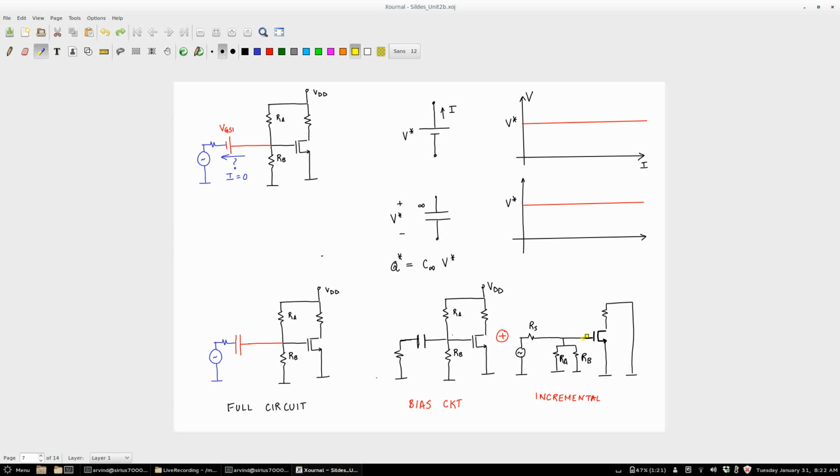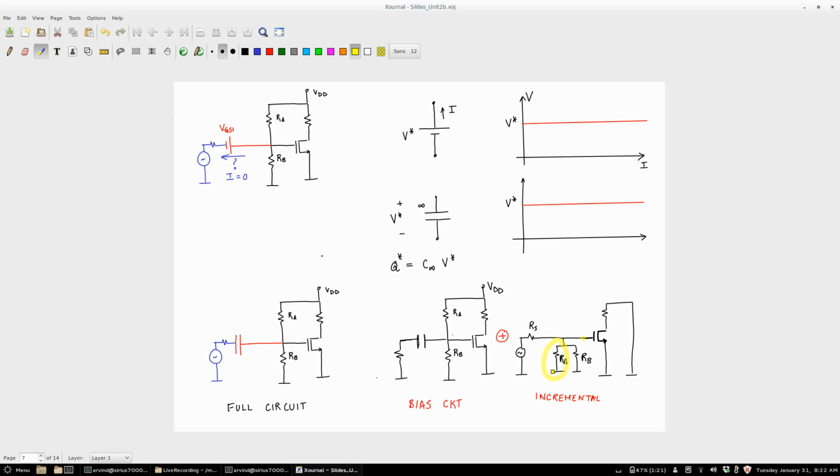Is everyone comfortable with what I did? Now this position RB. Are you comfortable with the way I have drawn RB? Because in the incremental circuit you do not have this VDD.